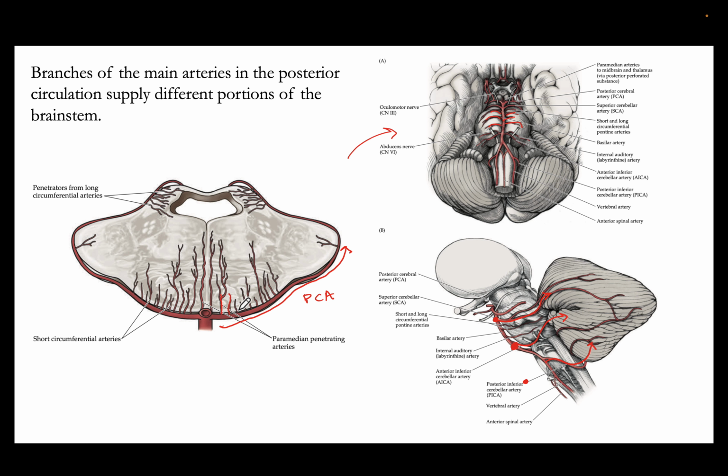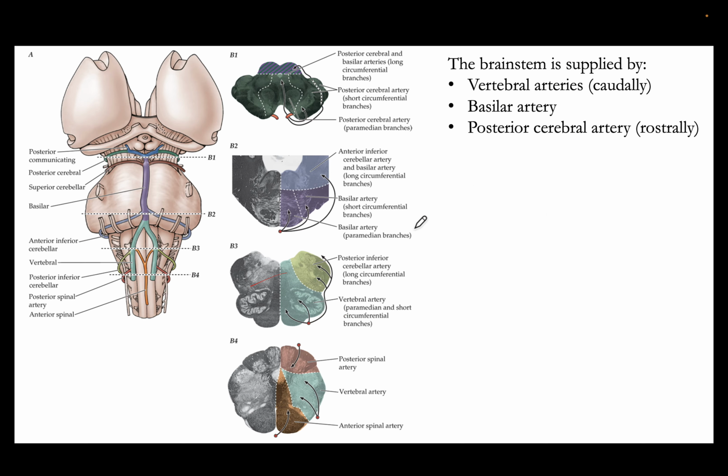And so these are described in different ways. They might be described as paramedian penetrating arteries, just near the midline, or penetrating arteries of short circumferential branches, or penetrators from long circumferential arteries. And they supply more lateral portions. And so that's what we mean when we say the branches supply different bits. Now, if we return to the slide for a second, I've cleared off my drawing so you can see the nice color coding.